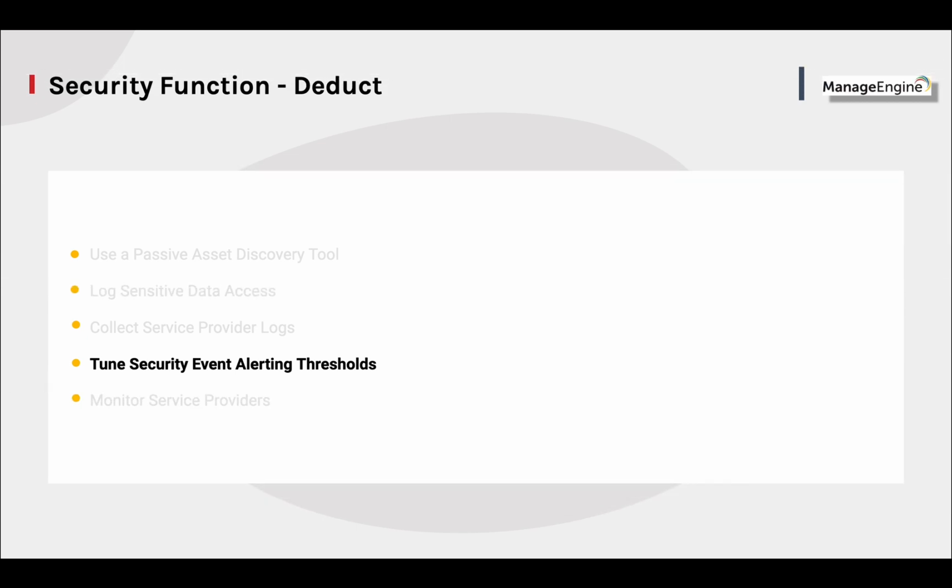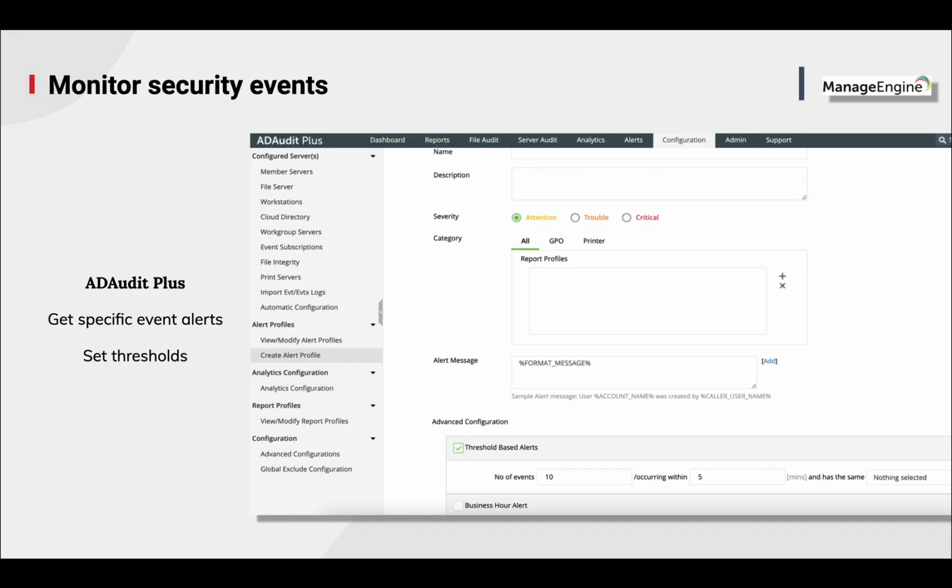So let's move on to the next security function, tune security event alerting thresholds. So tuning security event alerting thresholds monthly or more frequently is what the CIS has to suggest to us in this particular CIS control. So we can suggest multiple products from ManageEngine for security event alerting. First one, AD Audit Plus.